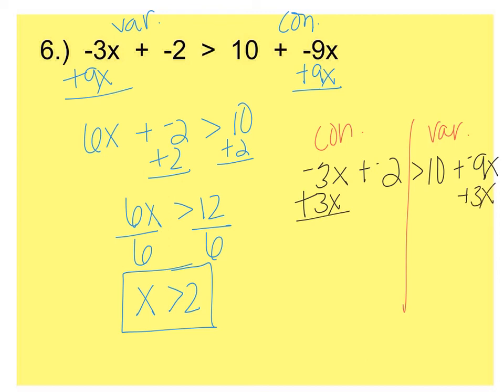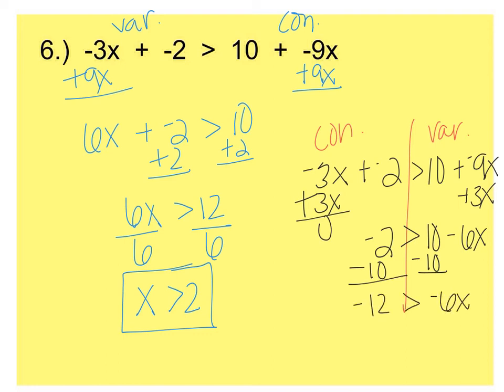Negative 3x plus 3x is 0. That leaves us with negative 2 is greater than 10 plus, let's go ahead with a minus sign here, negative 9 plus 3x is negative 6x, so let's write negative 6x. Now, to get all the constants on the left, we need to take away 10 on both sides. We're going to be left with negative 12 is greater than negative 6x.